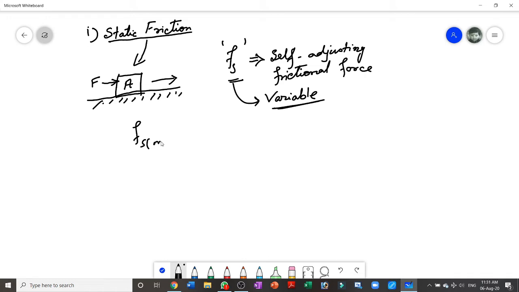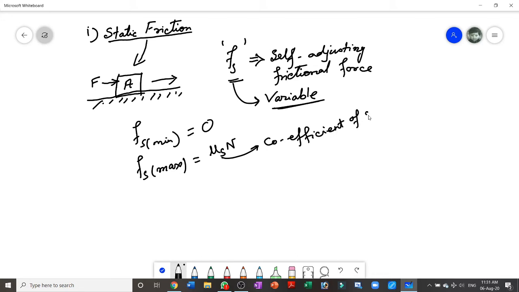So it has a value range. Fs minimum value is equal to 0 and Fs maximum value is equal to mu s N. This mu s is called the coefficient of static friction. N is called the normal reaction.